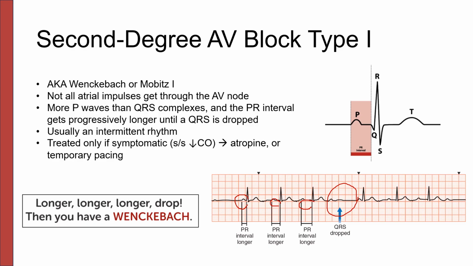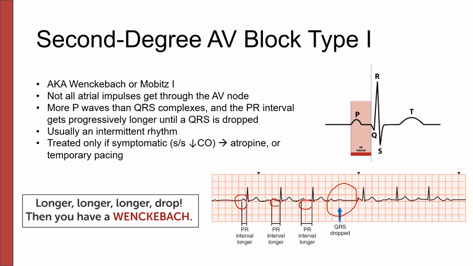So you don't typically have a second degree AV block type 1 continuous on the monitor. It just kind of shows up and then it goes away. And again, this one's the same thing. It's treated only if symptomatic, and the symptoms are going to be related to decreased cardiac output, bradycardia. So we're going to give atropine just like we would with a sinus bradycardia.